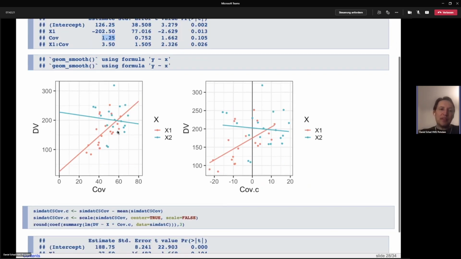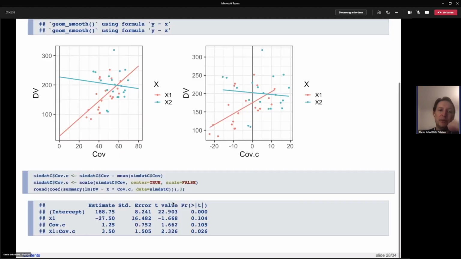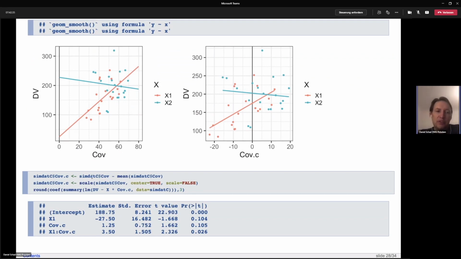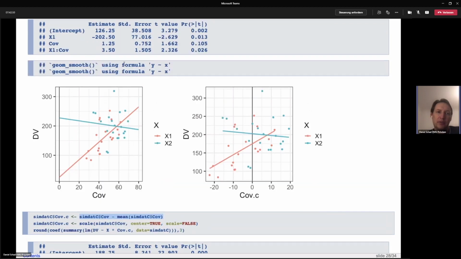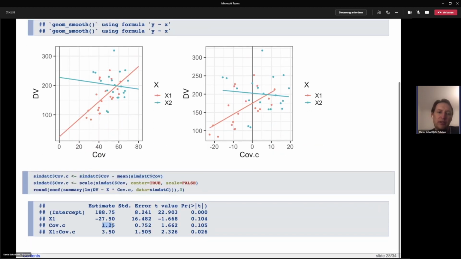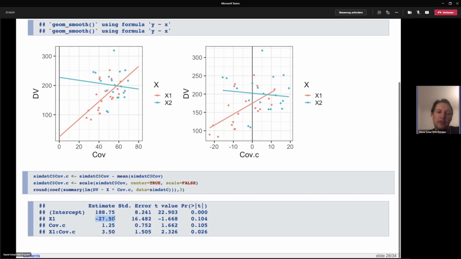Now we can say maybe we are more interested in the average difference between these two groups, not in the difference at zero, at an IQ of 0, but at an average IQ value. What we can do to implement that is just center the covariate. We subtract the mean and then run the analysis again. We can see that the interaction term is exactly the same. So it's 3.5 here, 3.5 here. The covariate is 1.25. That's again exactly the same. But the value for x1, so the minus 200, now gets down to minus 27.